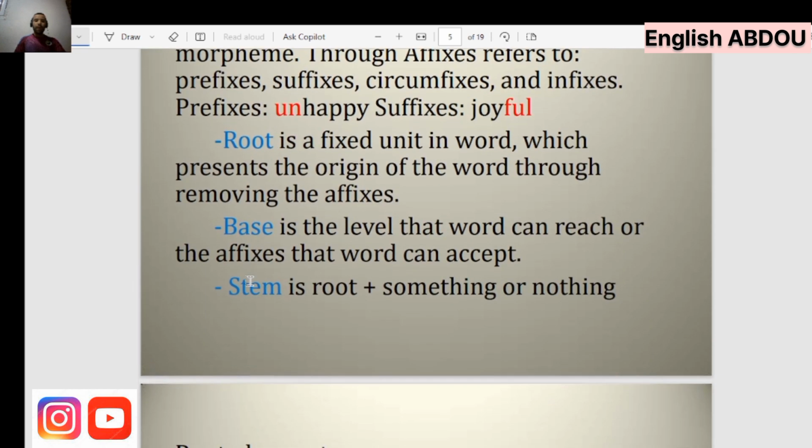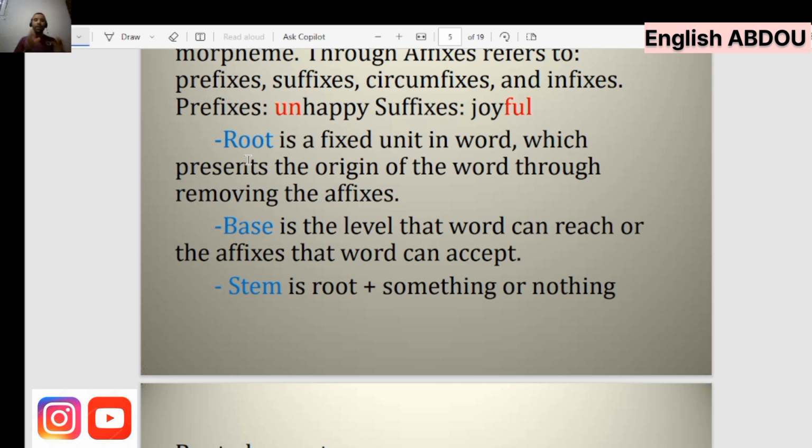And also we have root. Root also is a part of derivational morphemes, and it cannot stand alone. So it is a fixed unit in a word which presents the origin of the word after removing the affixes.